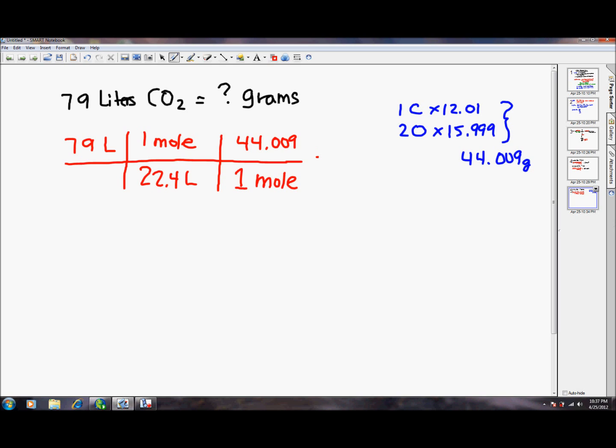44.009, goes on top. Remember, when you do these, you multiply all the way across the top, so it'll be 79 times 1 times 44.009, and I'll divide that by 22.4. The calculator says 155.21. So my question is, how do I round 155.21?